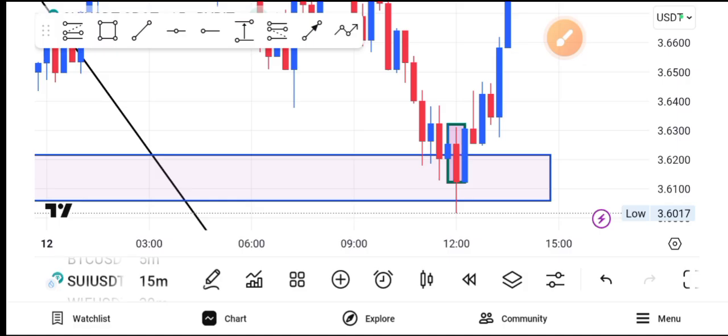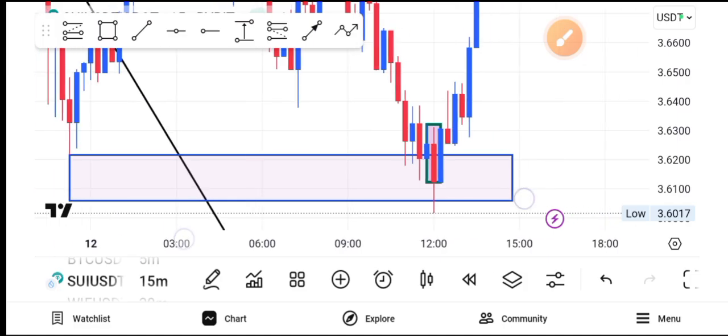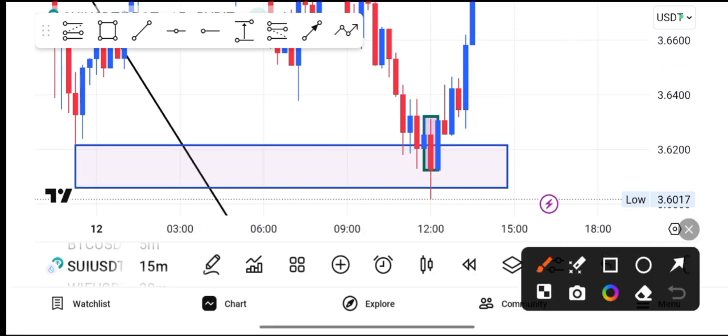That means sellers try to sell below this recent sell you are seeing here, but buyers are already waiting. They wanted to sell below here, but buyers were already waiting. Buyers came with force, they pulled it back, and as they pulled it back, they also used another strength to take off the whole buy.